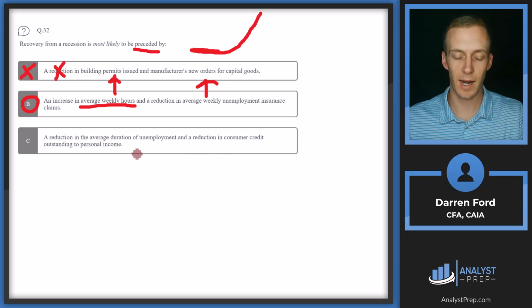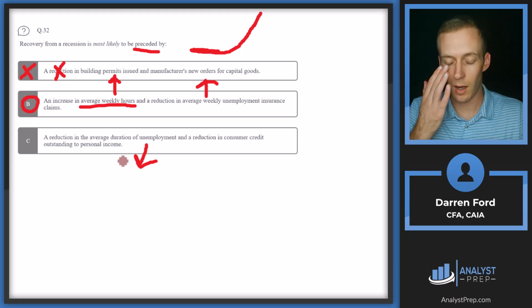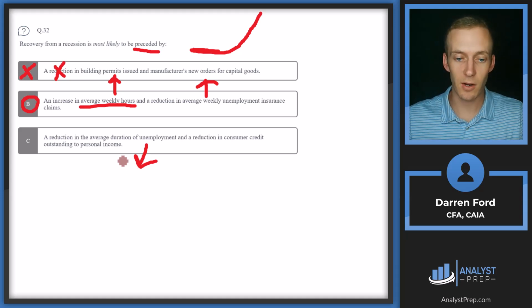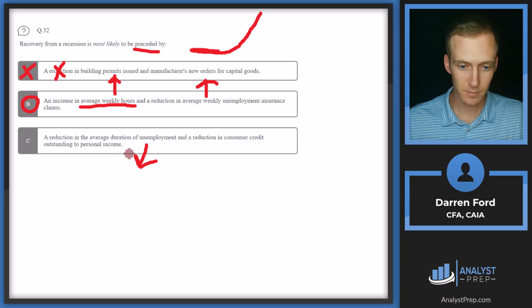So on the credit outstanding, this might just indicate that people are spending less. If they're not willing to spend as much on credit, they're just not spending as much, and they wouldn't be doing that likely if we were coming out of a recession. People are going to be doing that when we're more so going into a recession or in that contractionary phase.